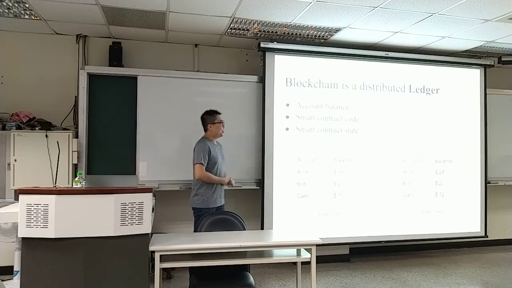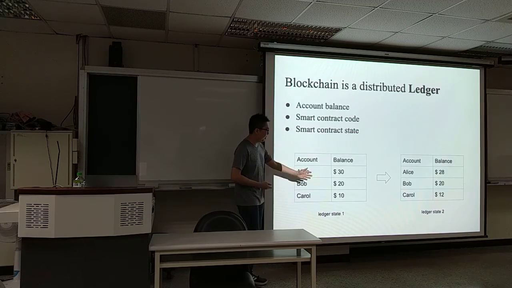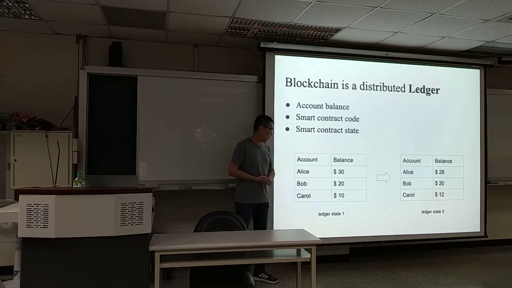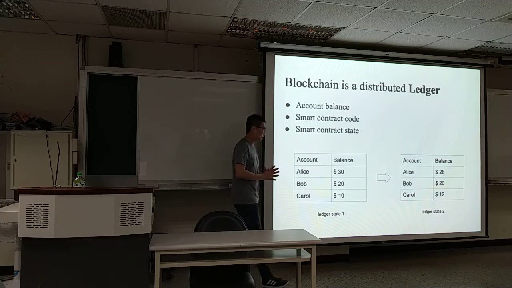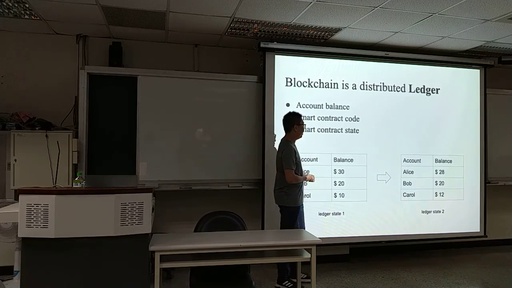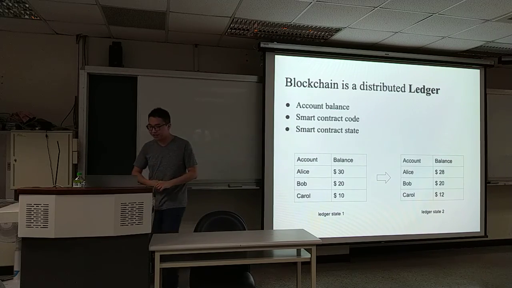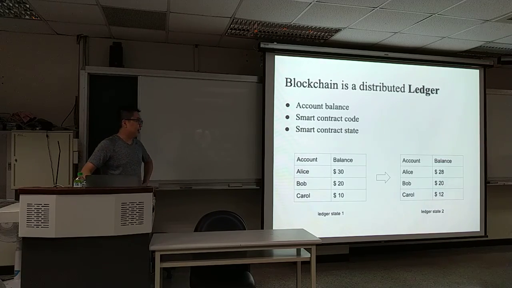And the ledger is mutable. We can mutate the state. For example, here on the left-hand side, there is ledger state 1, where Alice, Bob, and Carol have $3, $20, and $10. And maybe after some operations, the world enters another state, ledger state number 2. Their balances might change, so the state may be mutated. So we can see blockchain as a ledger.